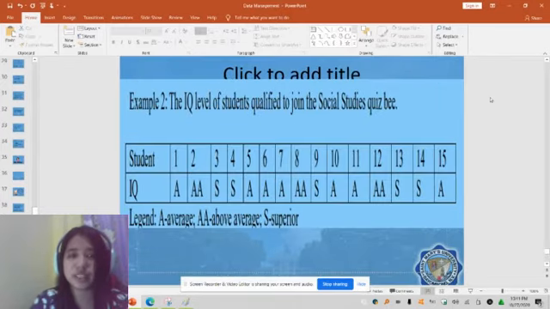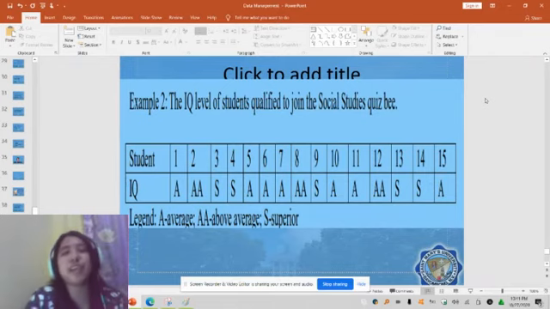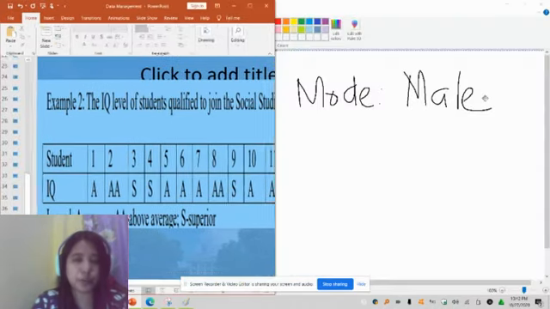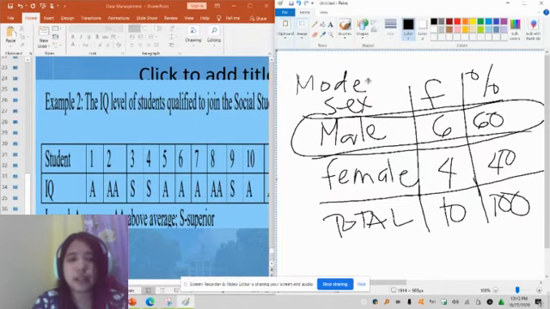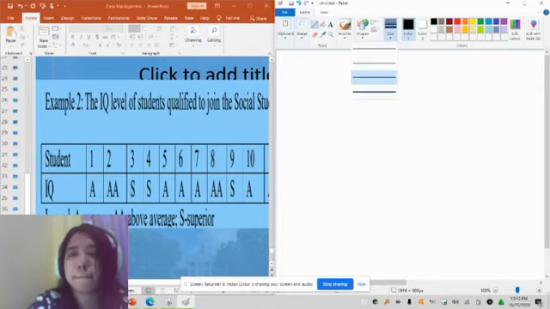Okay, so let's move to another example. So let us consider this example. In this data, you're given the IQ level of students qualified to join the social studies quiz B. So we have 15 students here, and the IQ is also provided where A corresponds to average, AA is above average, and S is superior. Okay, so let us determine the mode, the median, and the mean.